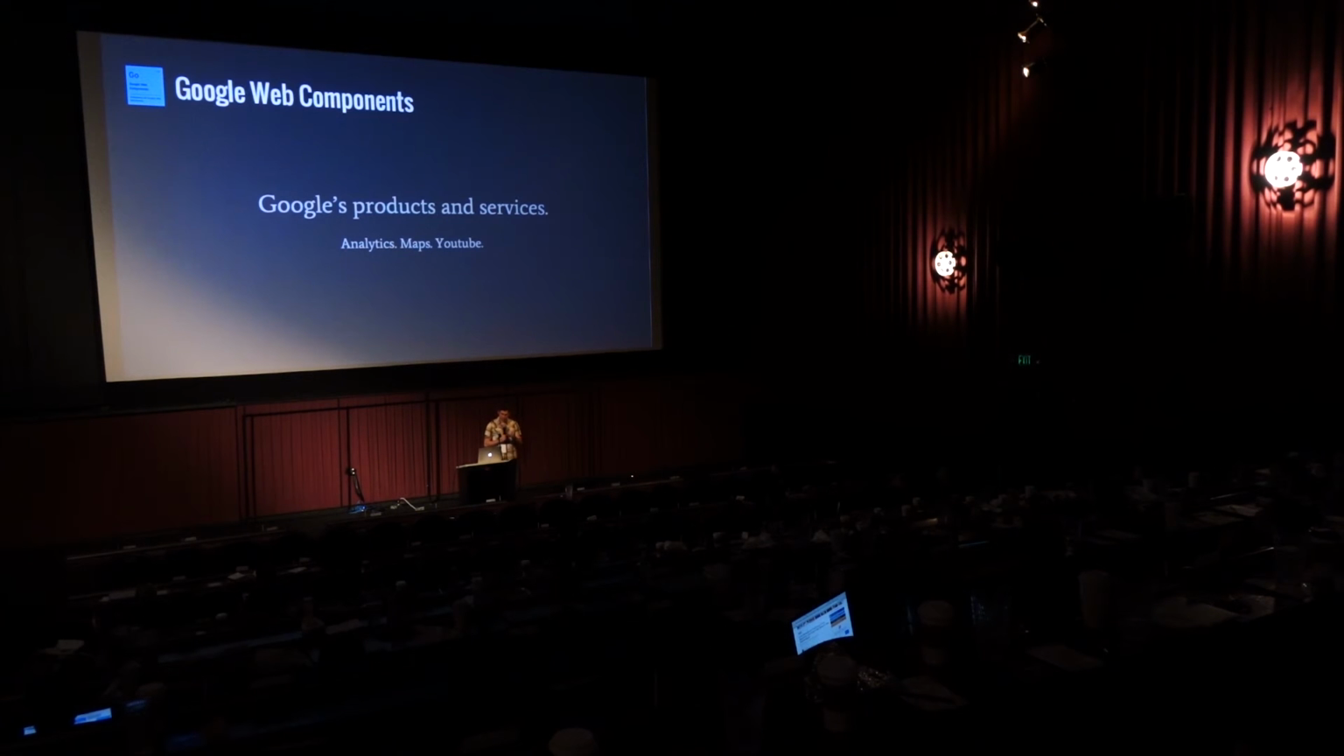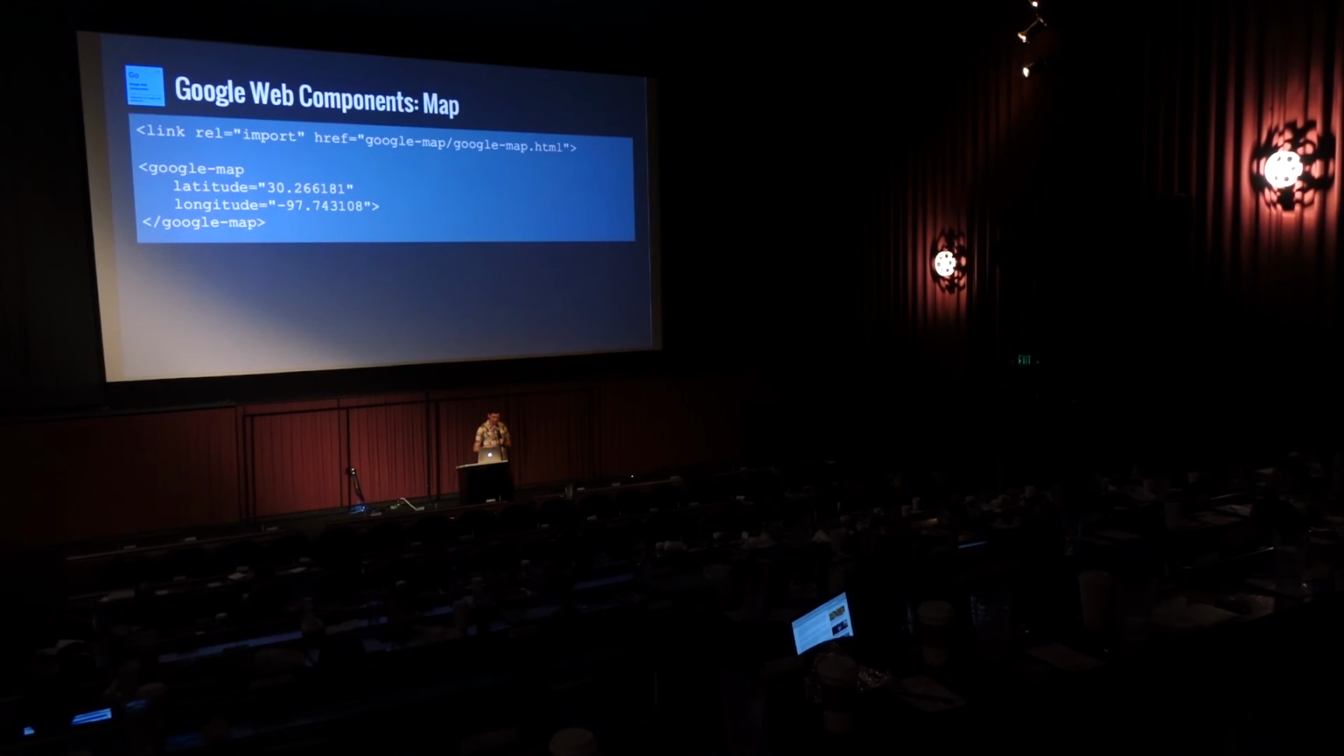Google Web Components, again, being a Google team, these leverage all of Google's products and services. And these are pretty useful if you build a lot of apps and you use a lot of Google Maps or their analytics. Because maps get used all the time, I'll just show a quick example of using a Google Map. You import the Google Map HTML. It gives you a Google Map custom tag, and when you give it latitude, longitude, respectively, it just creates the Google Map right there on your page with all the functionality.